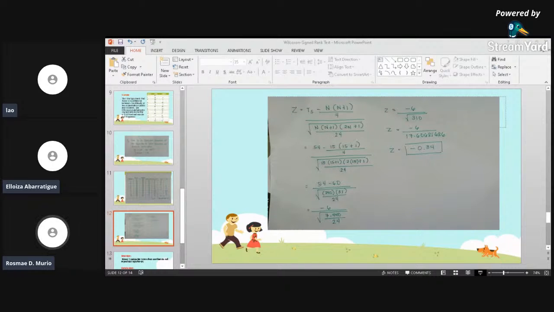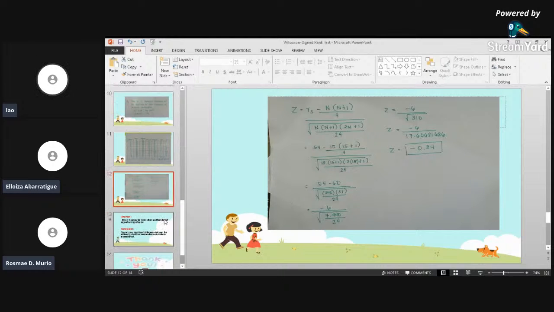May mga kasunod pa po yan, so round off lamang po namin yan. So, negative 0.34 ang Z. Yan po ang ating Z test, negative 0.34. Okay, thank you, Miss Murio.